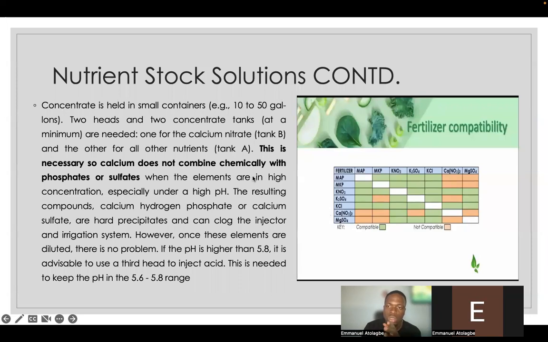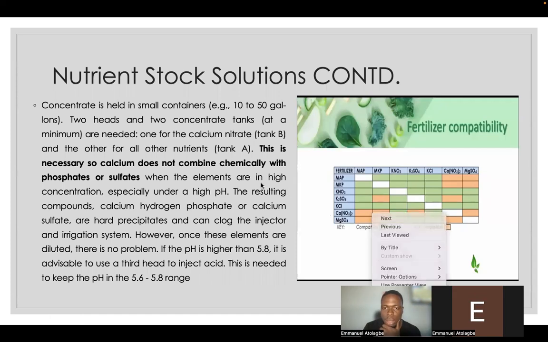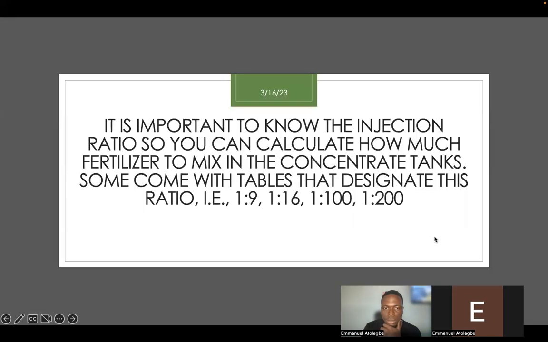So in this chart, you will see fertilizer compatibility. In areas where you have green, they are compatible, but when you have orange, they are not compatible. For example, you have your nitrates and your phosphates. Calcium nitrate and MAP are not compatible. When you put them together, they create binding effects, block your irrigation system, especially your secondary irrigation components, and you would have to replace them at the end of the day.